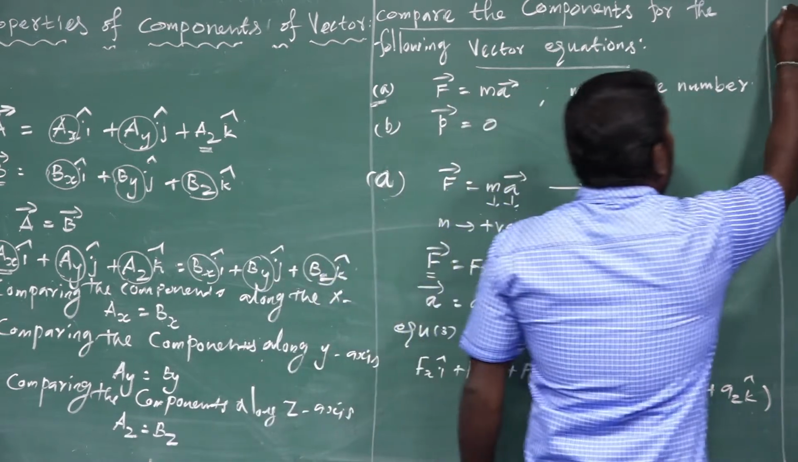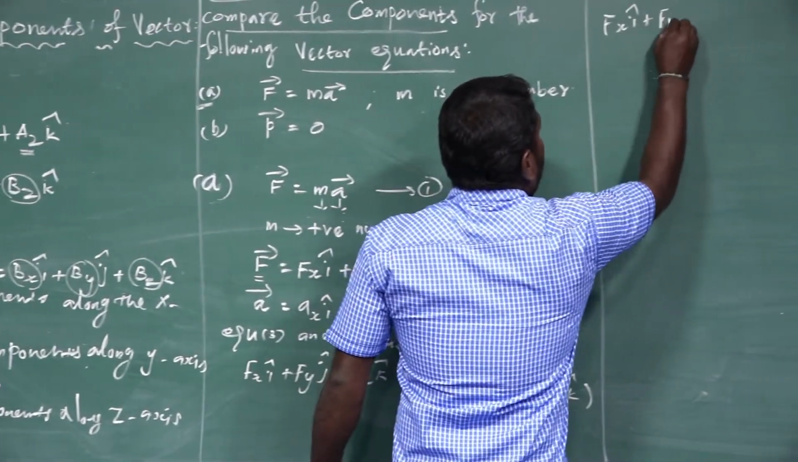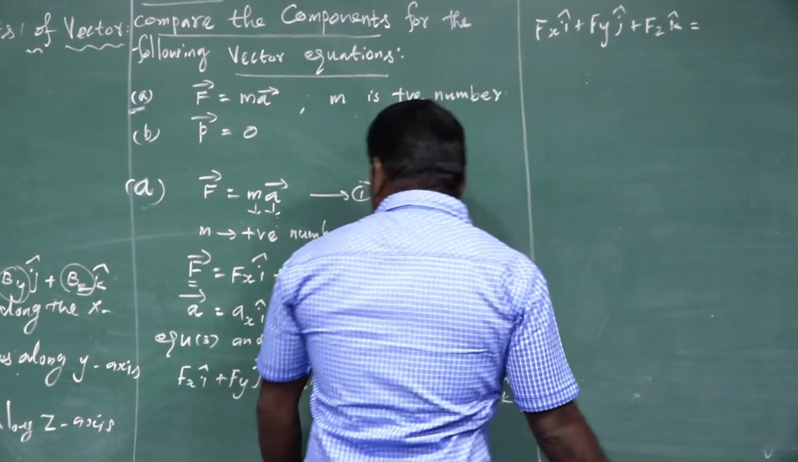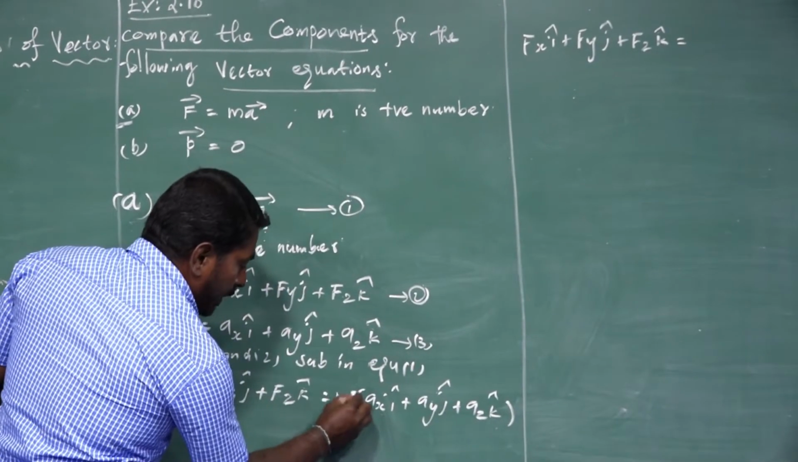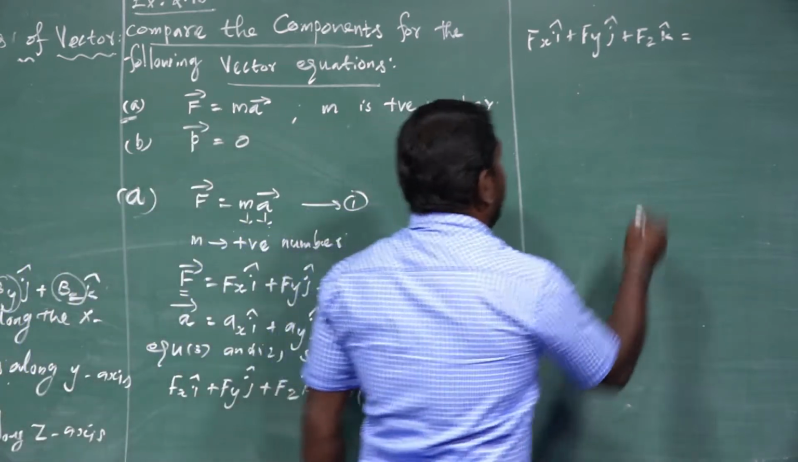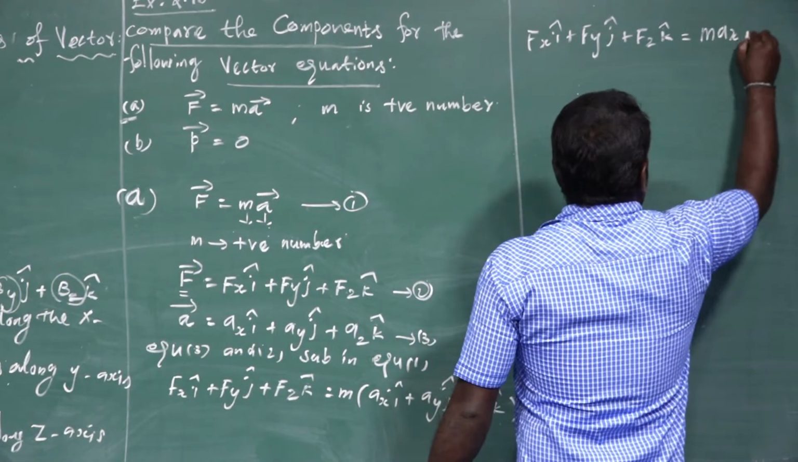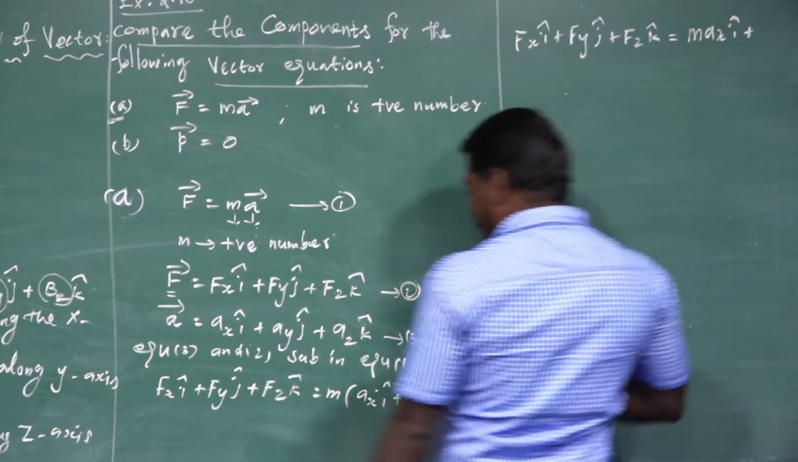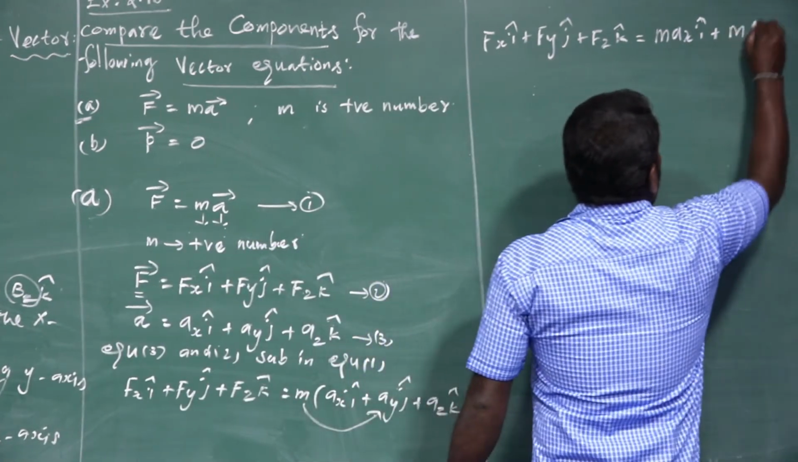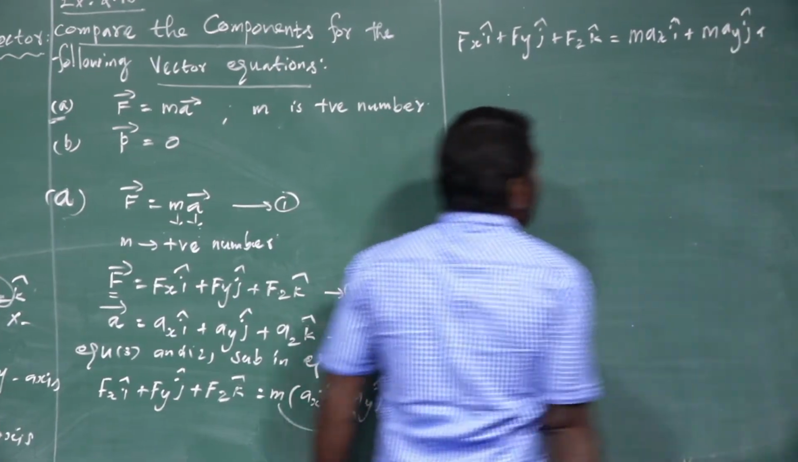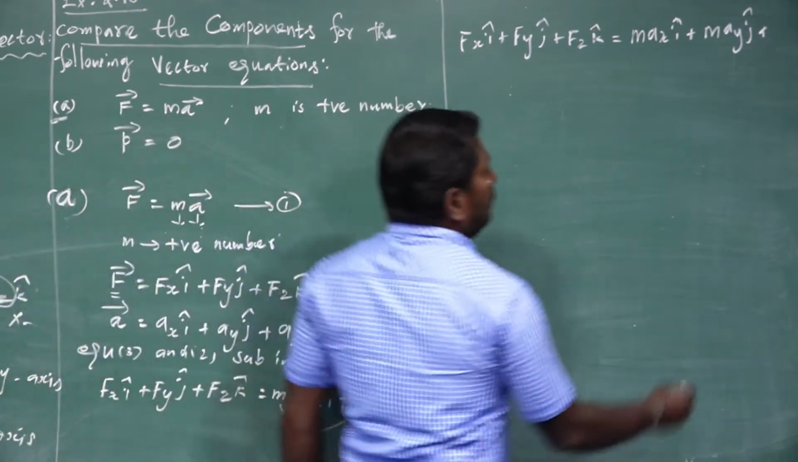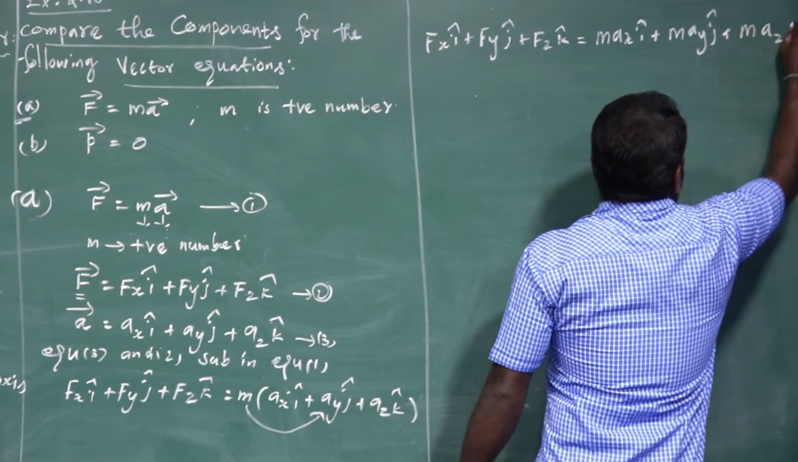Then Fx i cap plus Fy j cap plus Fz k cap is equal to the product of the vector with the scalar m: m Ax i cap plus m Ay j cap plus m Az k cap.